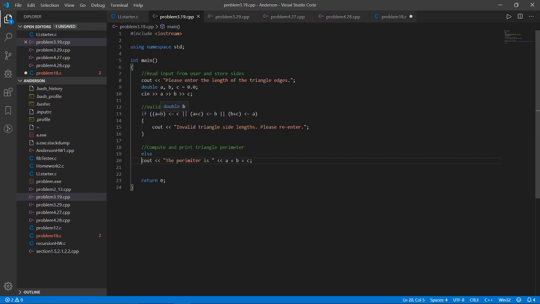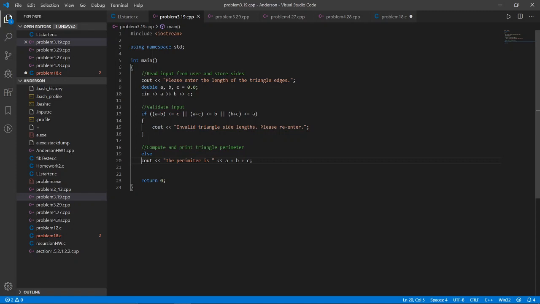So if A and B is less than or equal to C, then we know that is not a possible triangle. Or, go ahead and account for all sides. So A and C, if that is less than B, or finally B and C, if that's less than A. So that accounts for all sides with our equation of two needing to be longer than the third.